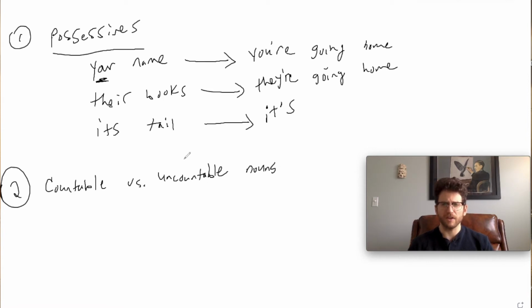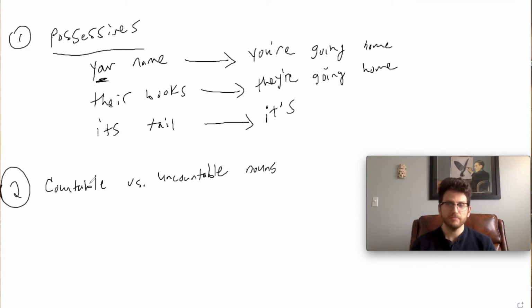There are lots of errors that surround the difference between these two. And I think it has to do with the fact that people don't know what a countable noun is and what an uncountable noun is. Well, in short, a countable noun is a noun that you can have a quantity of. Okay, a noun that I can count. So table is a countable noun because I can have many tables.